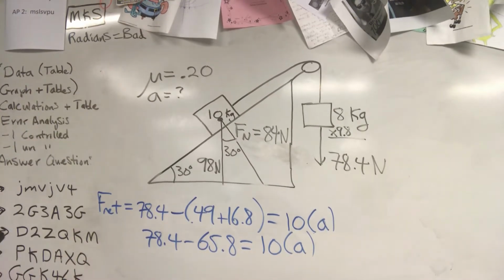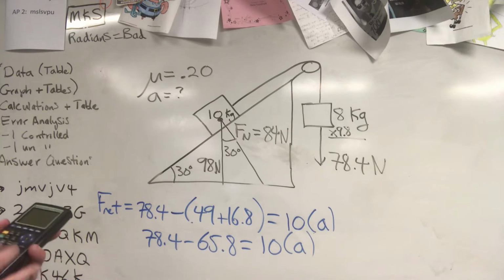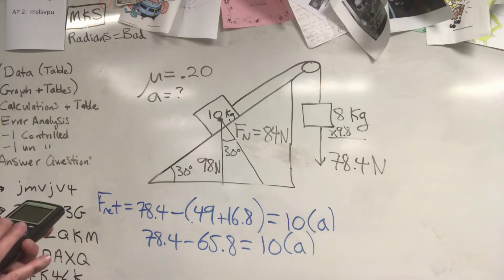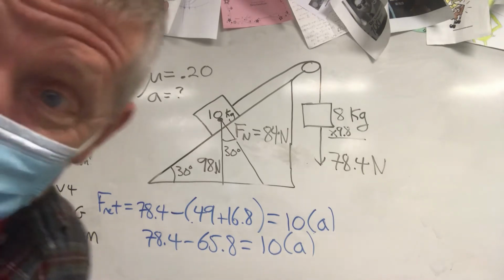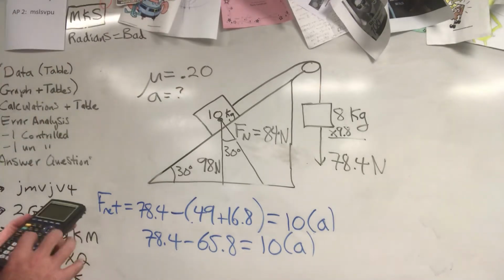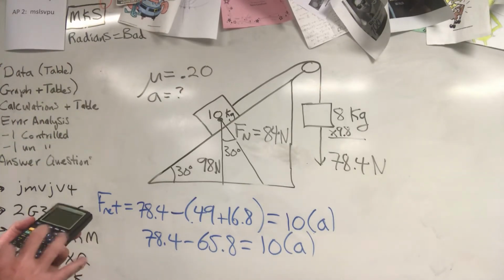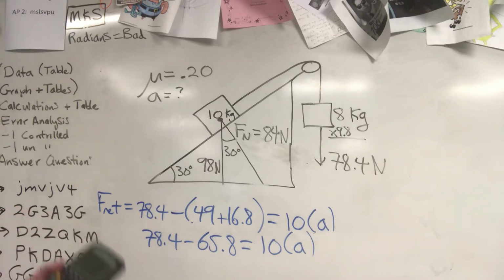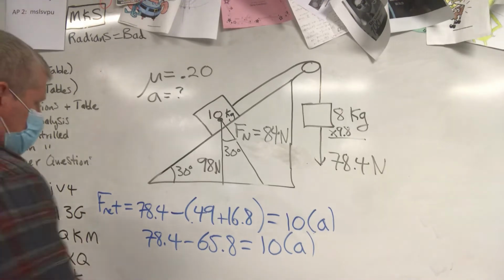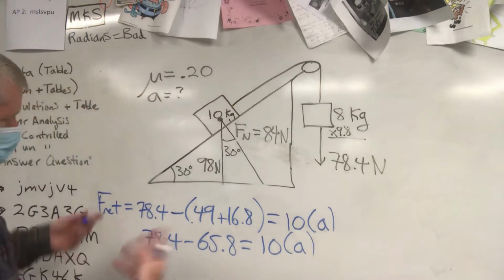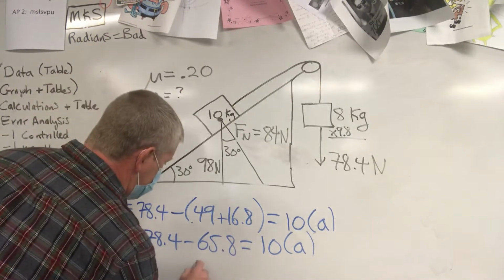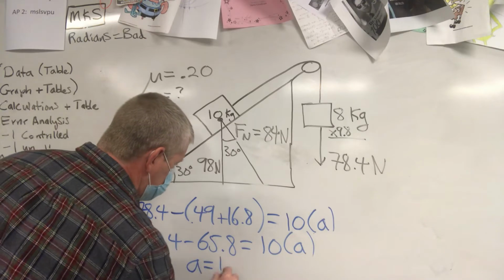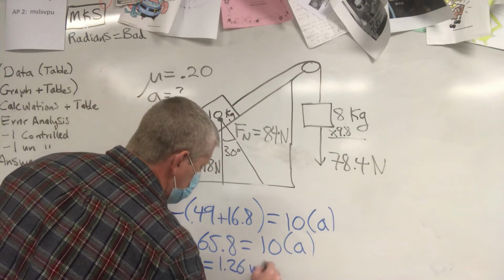All right, 78.4 minus 65.8, and divide by 10. We get 1.26. So A equals 1.26 units.